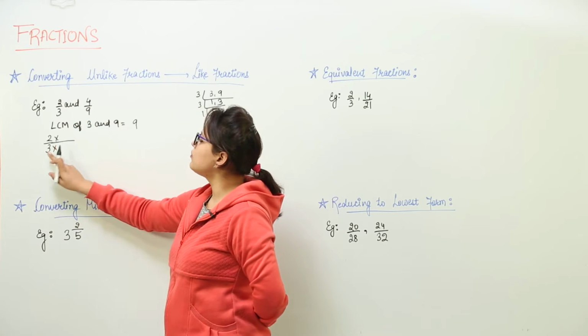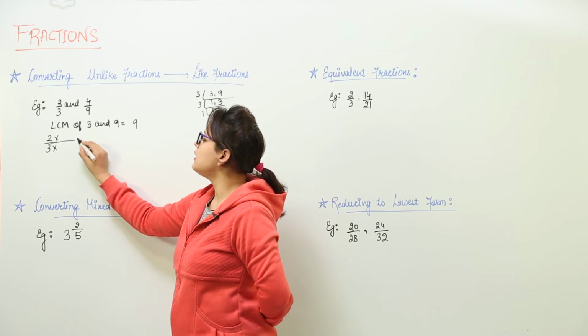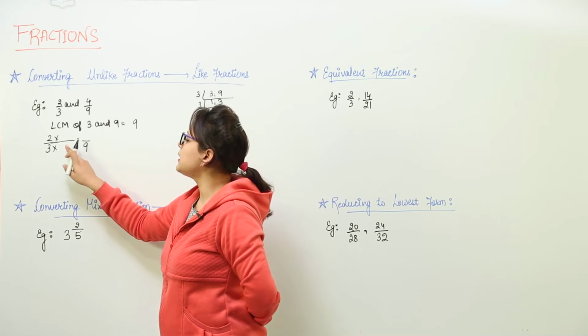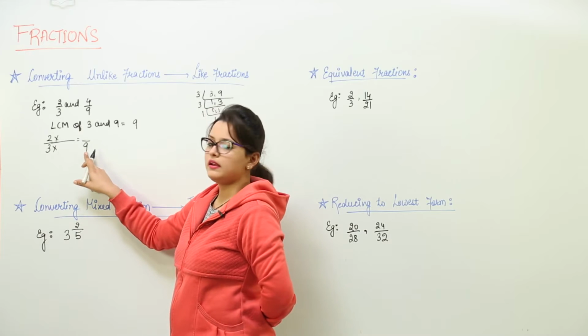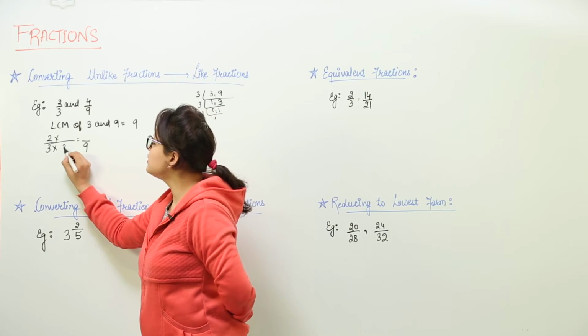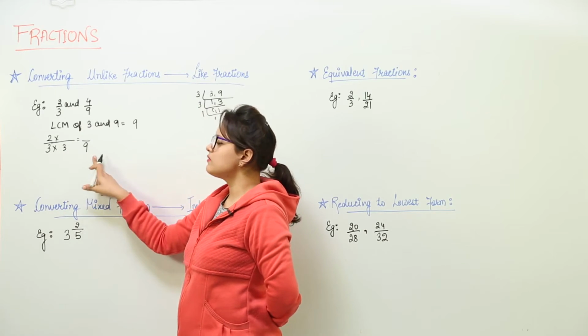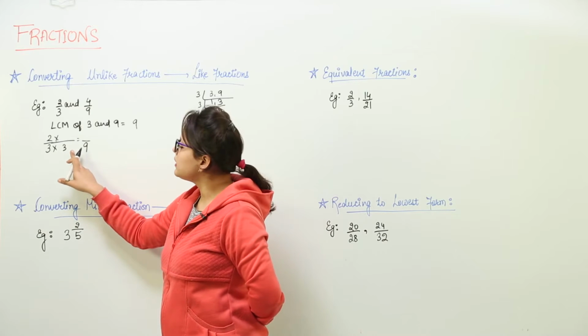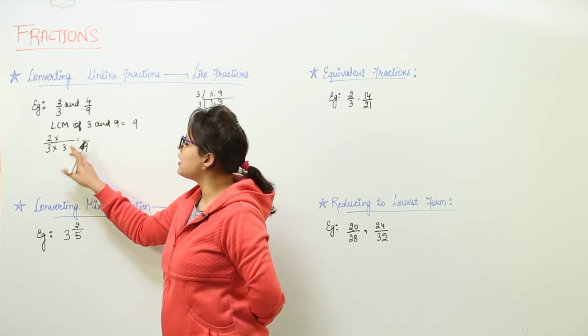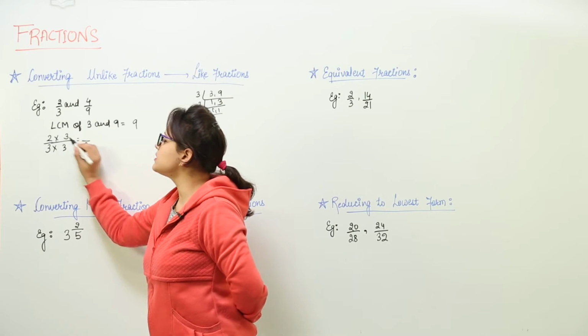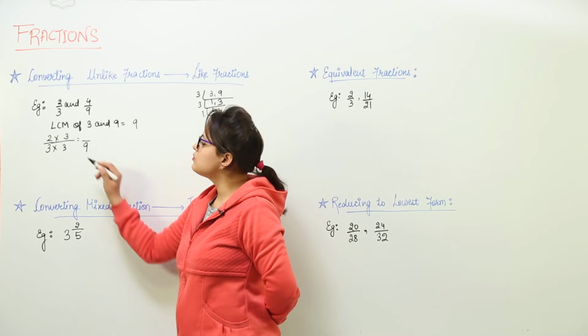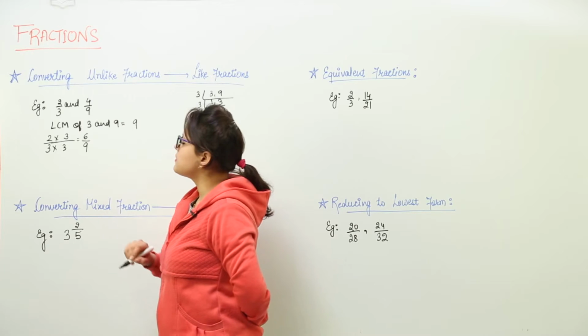Now to make the denominator of 2 by 3 into 9, what should I multiply with to make it 9? We should multiply this with 3, because 3 threes will become 9. If we multiply the denominator with 3, we have to multiply the numerator also with the same number, that is 3. So we get the numerator as 6 by 9.